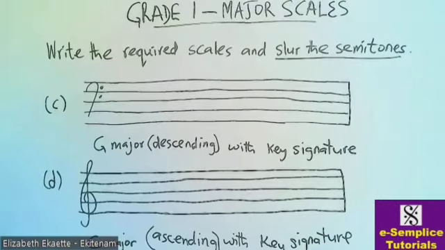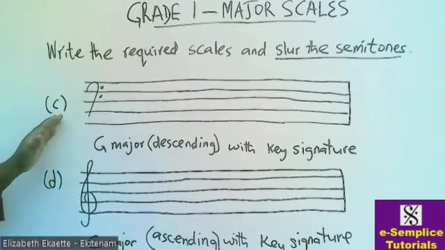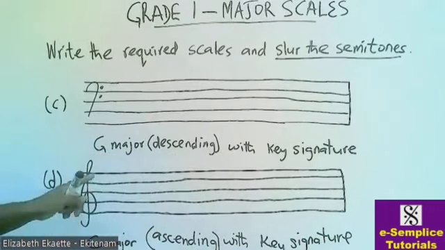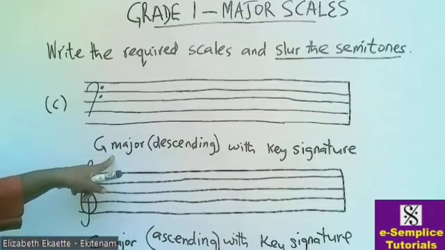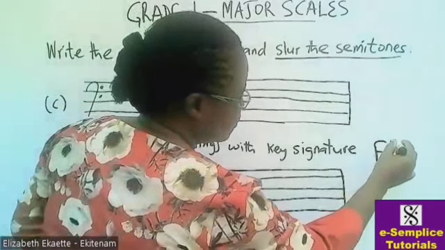Now, let's continue on our major scales. The previous video you saw was writing scales without key signature. But here we are going to look at writing scales with key signature. We are still writing major scales, and it's still grade 1. Now, question C says G major descending with key signature. The key signature accidental in G major is F sharp.